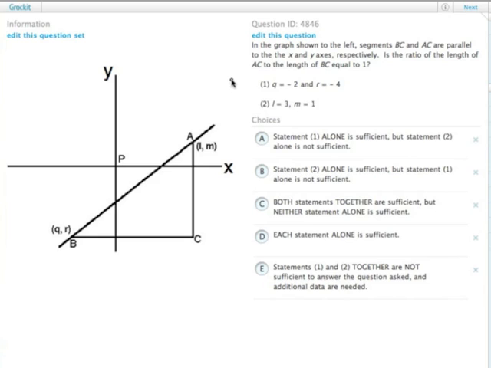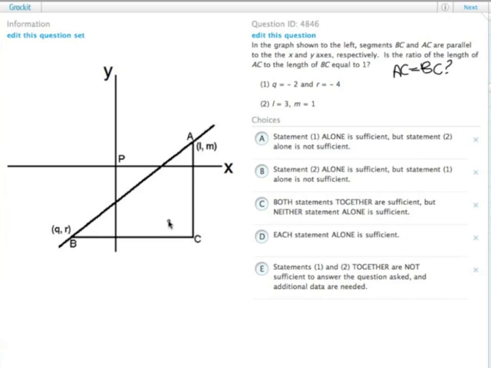Okay, in the graph shown to the left, we have segments BC and AC parallel to the x and y axes, respectively. And is the ratio of the length of AC to the length of BC equal to 1? So really, what it's asking is, does AC equal BC? Let's find out.